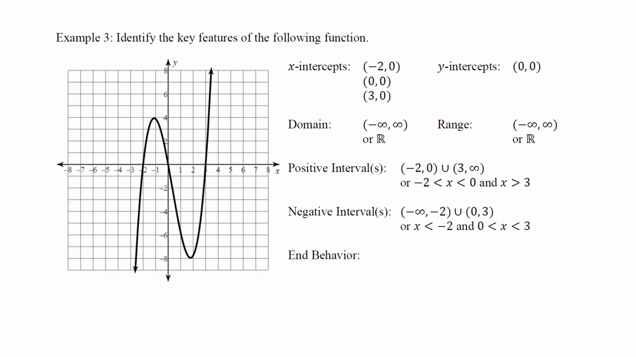Now let's talk about our end behavior. Let's start on the right side. The right side is where x is going to infinity. Because our arrow is pointing up, f(x) is also going to infinity. On the left side, as x approaches negative infinity, our arrow is pointing down, so f(x) is also approaching negative infinity.